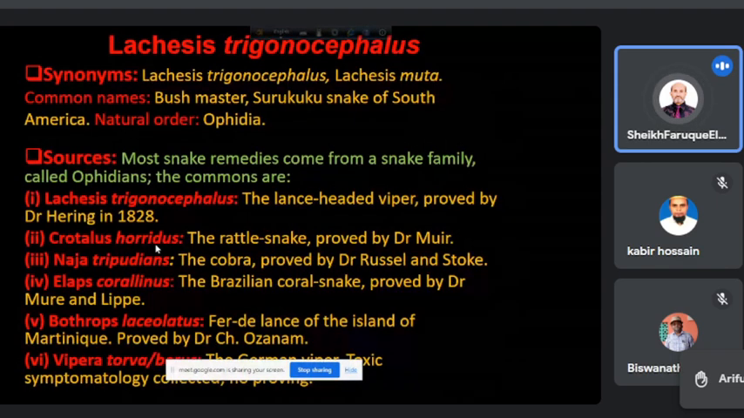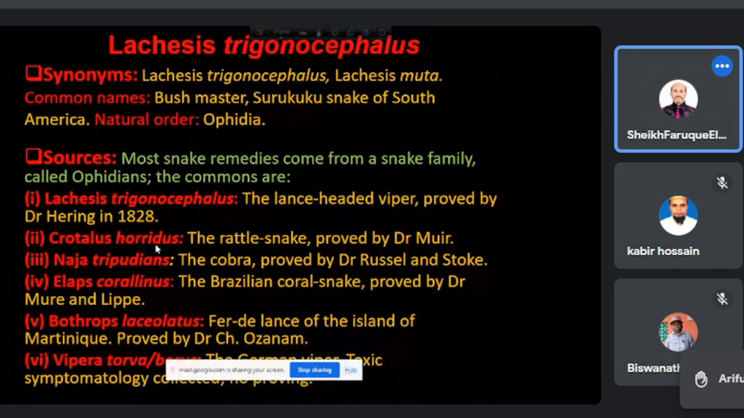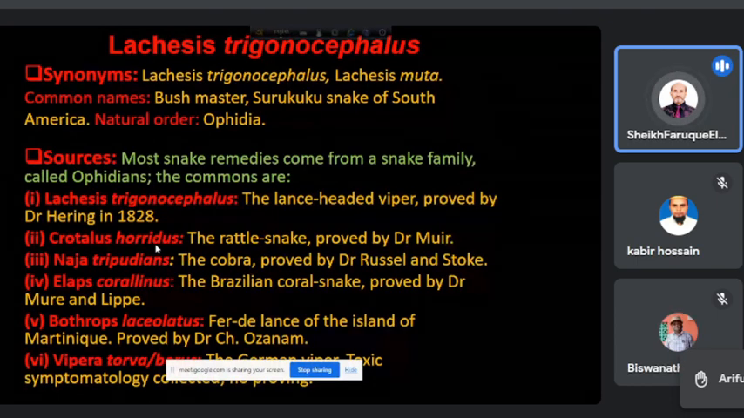Now, Lachesis trigonocephalus, our medicine today. Lachesis trigonocephalus or Lachesis muta, both are correct, but trigonocephalus, this is the species name. This is more famous. So while we study a medicine, we also know synonyms. Synonym means other similar names.